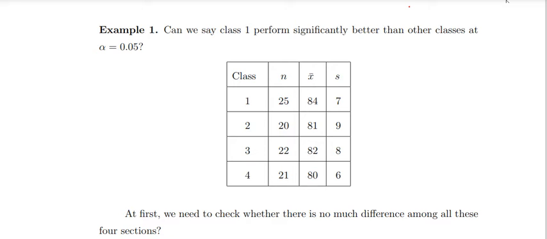Okay, so let's go back to our original question. Here we have 4 classes. It seems like class 1 does better on average than the others, right? Here we want to check whether the evidence is significant. We just check the significance of the evidence.